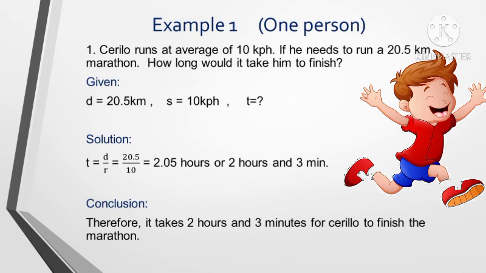So ang hinahanap natin is yung T. So, ito yung solution niya. T or time equals D over R or rate, equals 20.5 over 10. So, equals 2.05 hours or 2 hours and 3 minutes. So, here is the conclusion. Therefore, it takes 2 hours and 3 minutes for Cerello to finish the marathon.